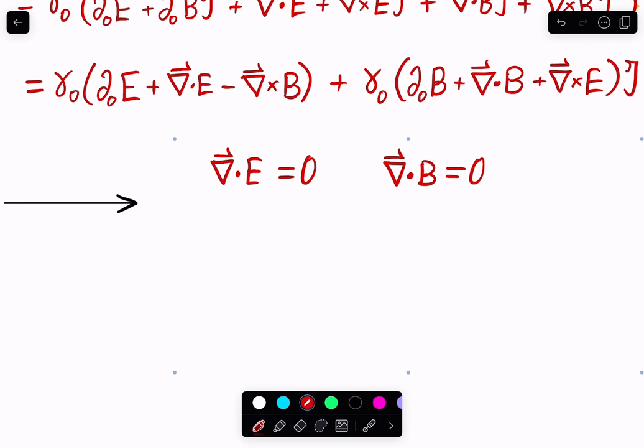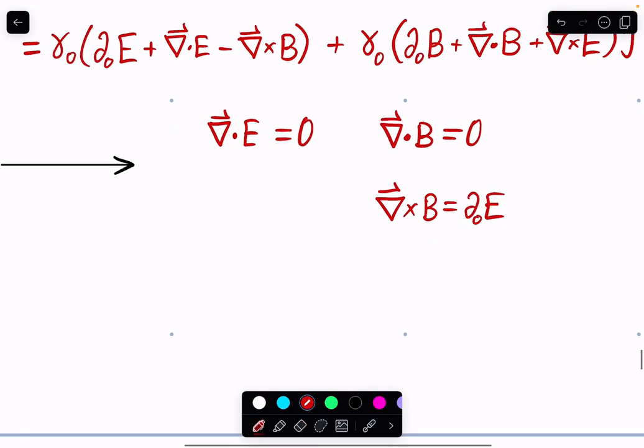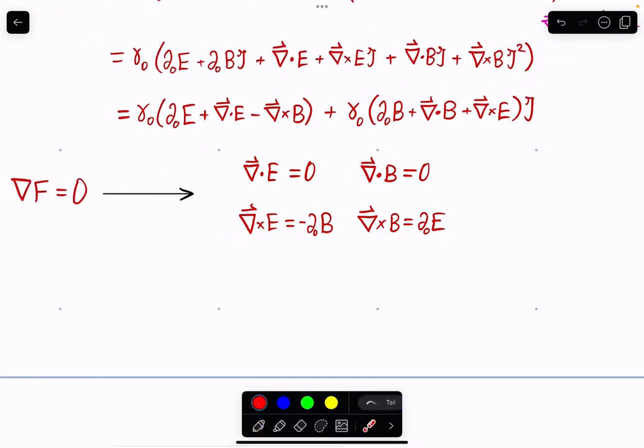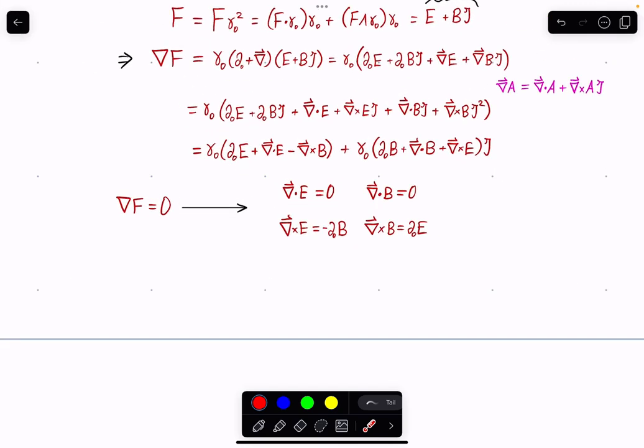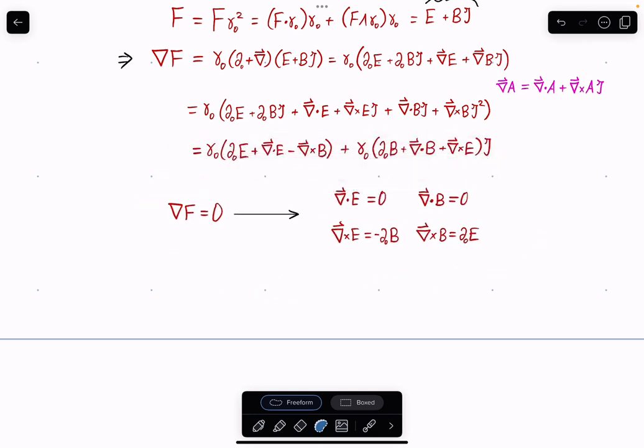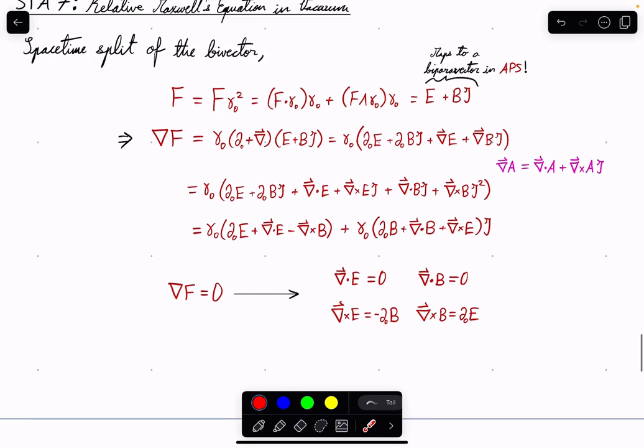So I'll actually write that like this. So curl of B is equal to negative, or it would be positive on this side. So like this. And likewise, you'll have from over here, these two, you'll have the curl of E equal to negative change in time of B. And these are just Maxwell's equations in the absence of any charges, so they're in a vacuum. And of course, it's in its relativistic form from a space-time split of the bivector and the gradient.